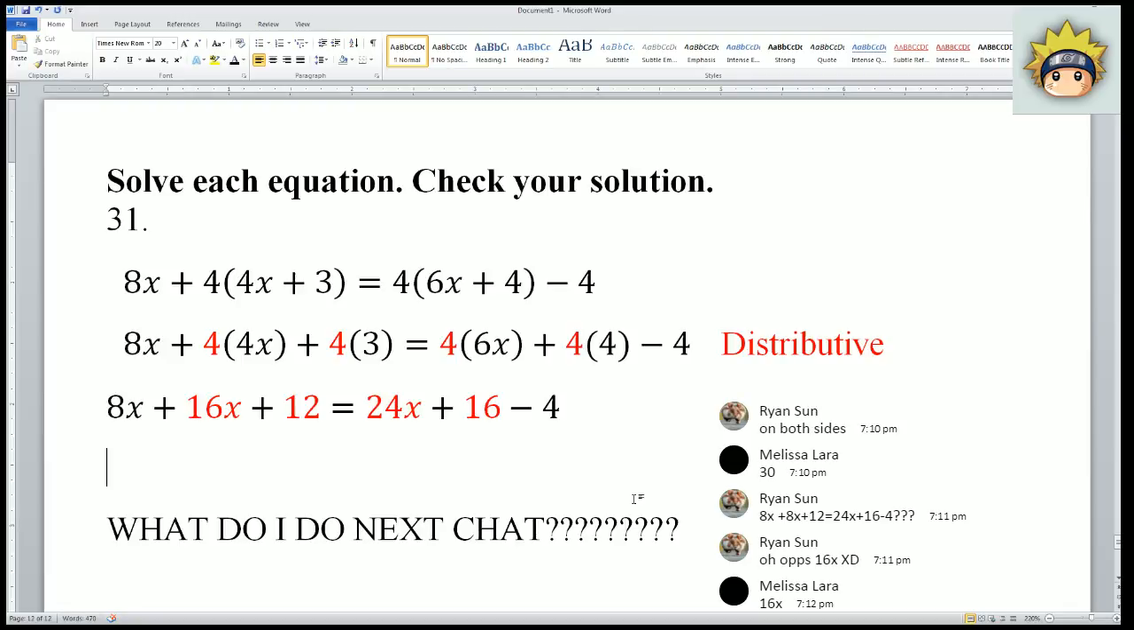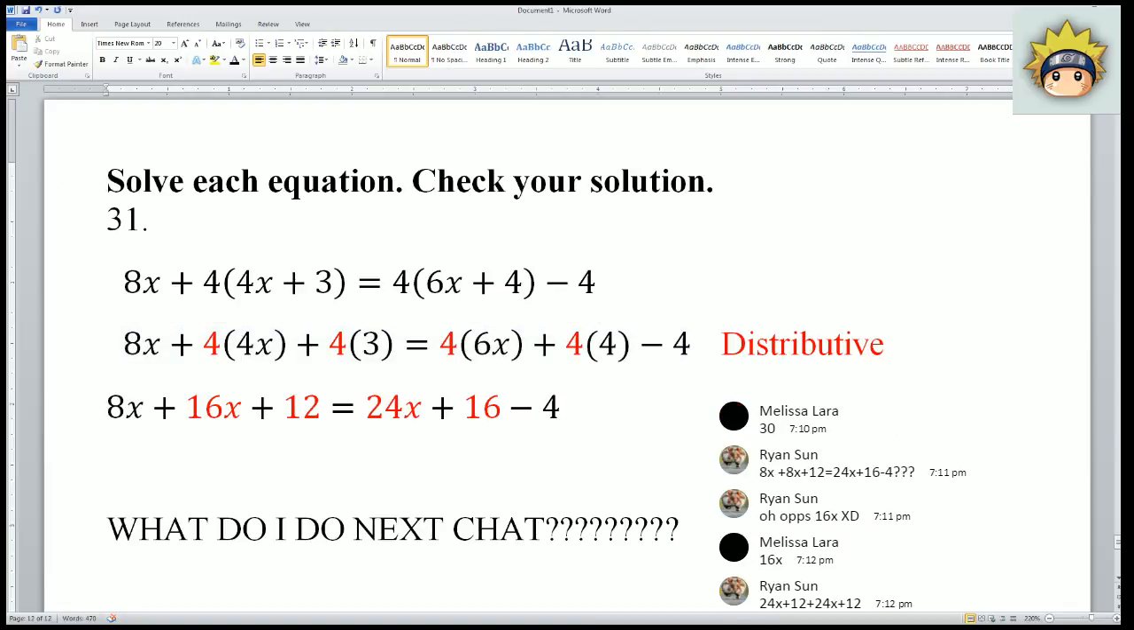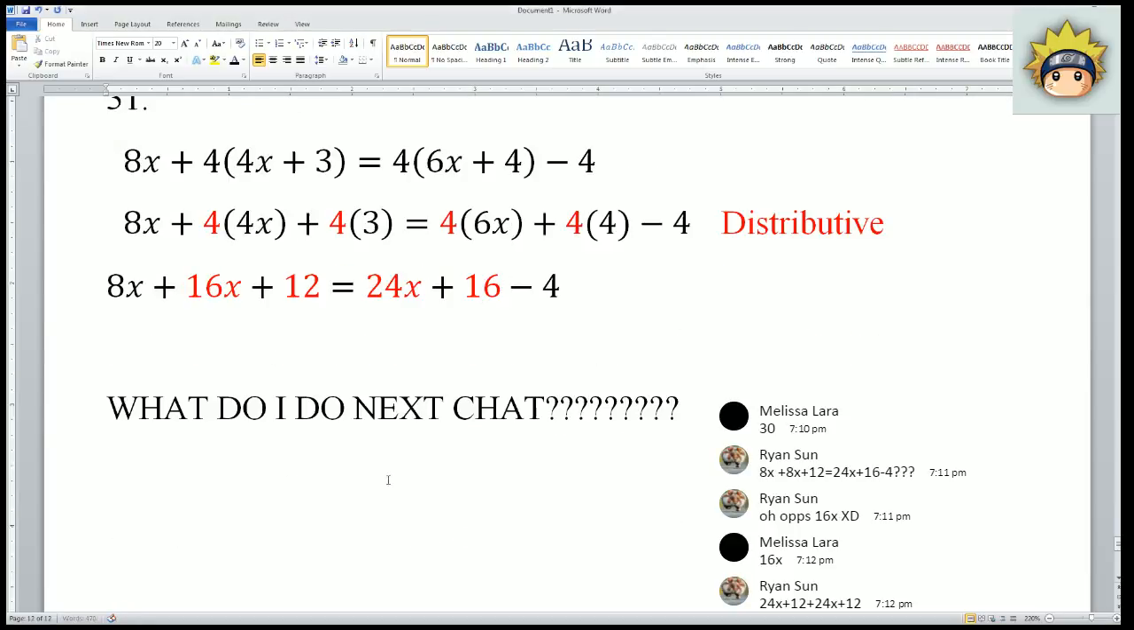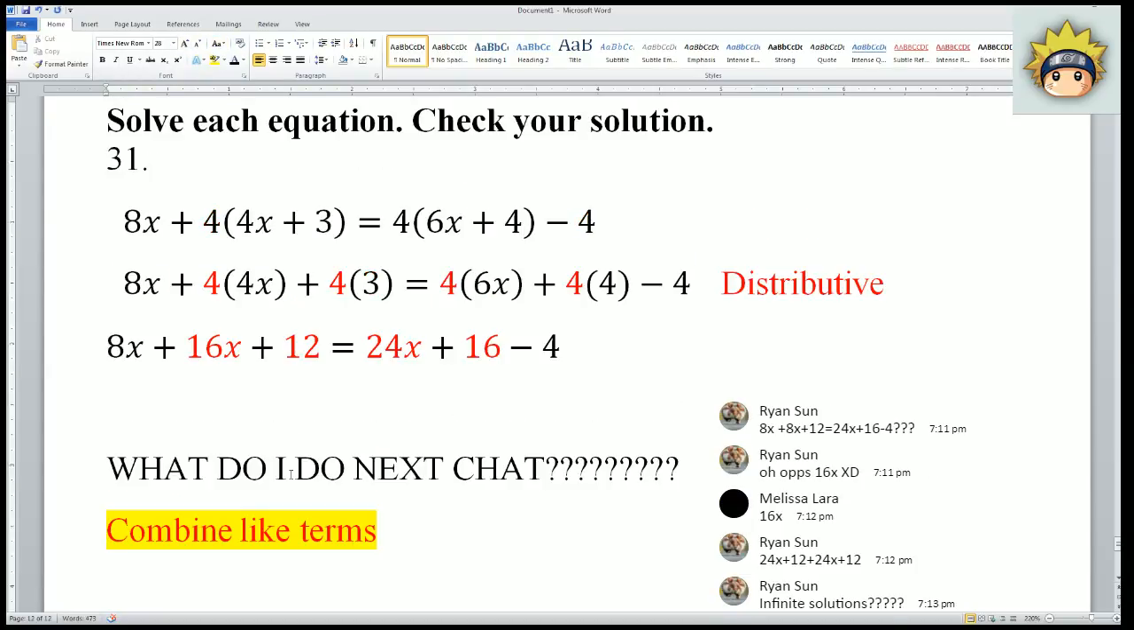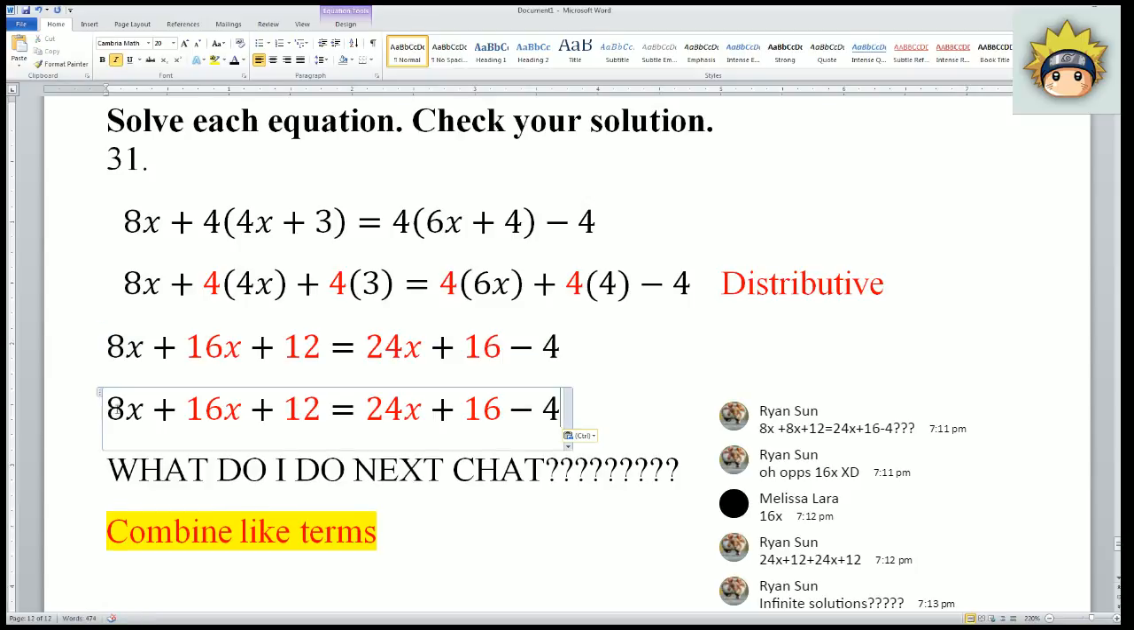Come on, chat. What is that called? I have to combine like terms. Very important to combine like terms, okay? Good. So let's combine like terms and see how it looks. 8x plus 16x is our 24x. Good. And the right hand side, 16 minus 4 becomes 12.